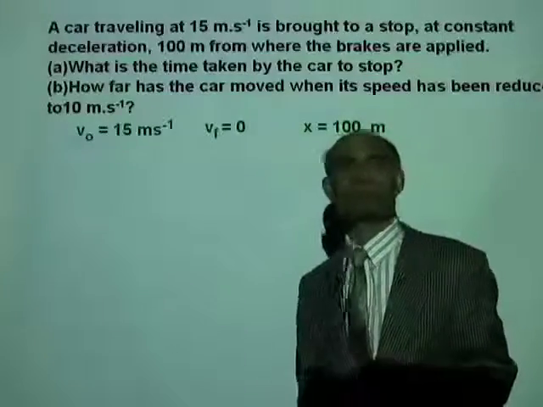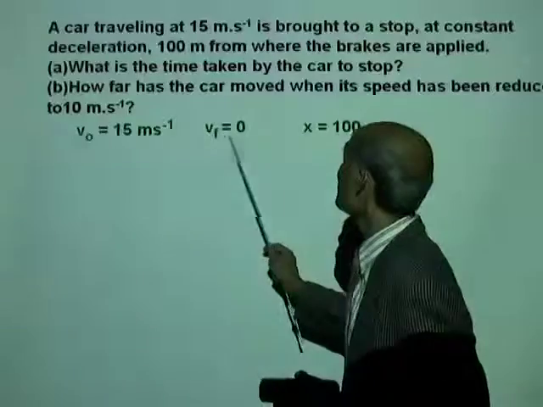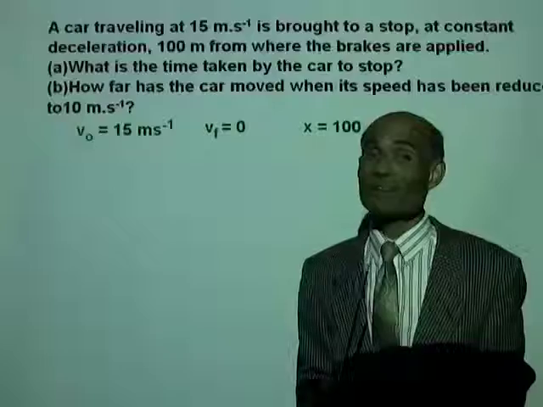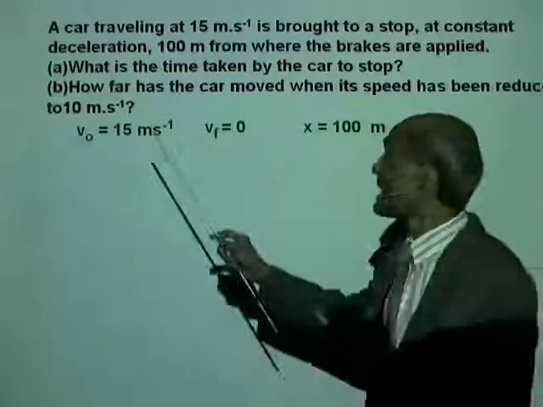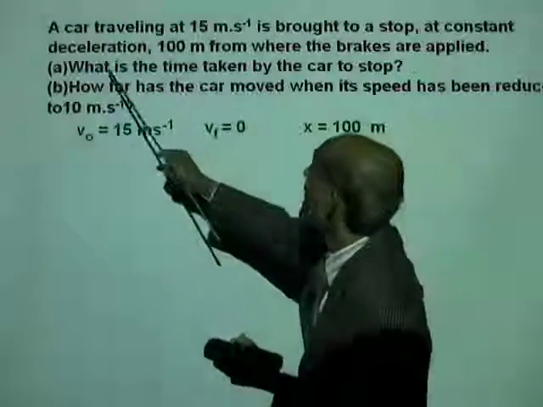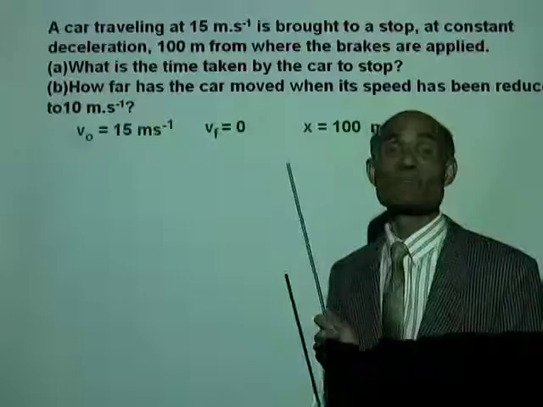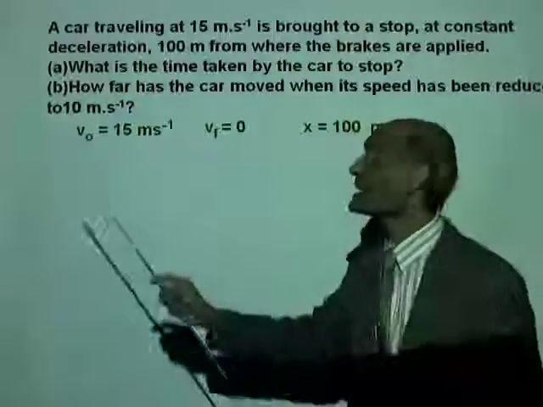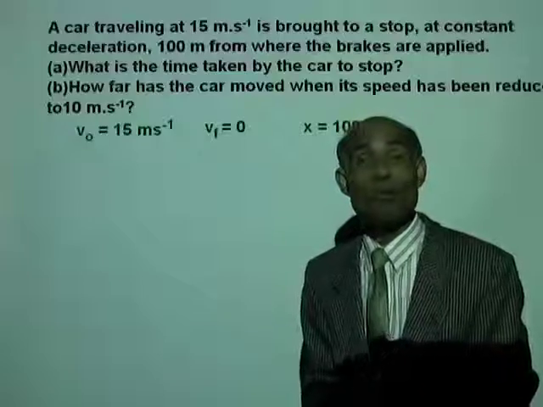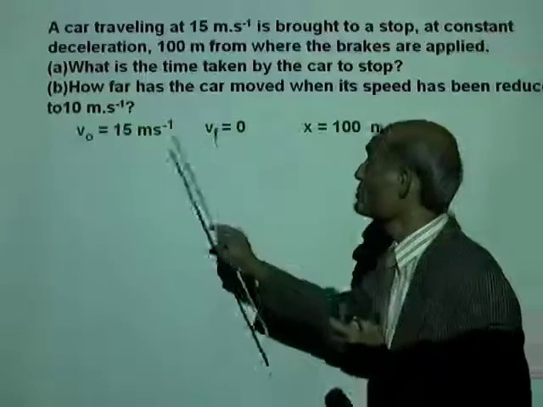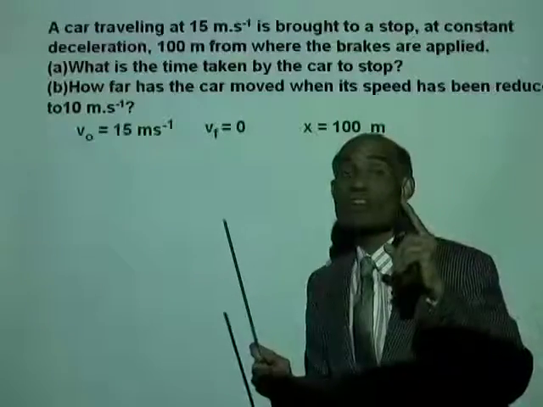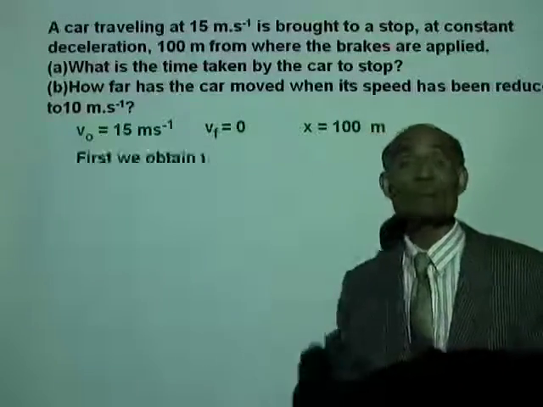Well, here's a little problem. We have V0, Vf and X. Is there an equation that connects V0, Vf, X and the time? We need the time. There is no equation that contains all of these. And therefore, if you know V0, Vf and X, we can calculate the acceleration. So we will do that first.